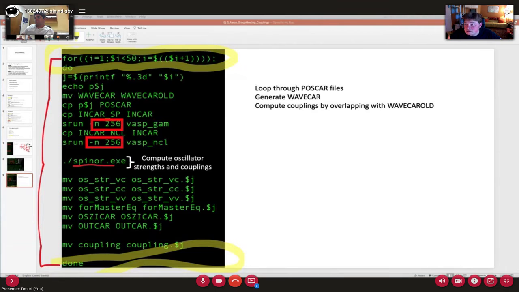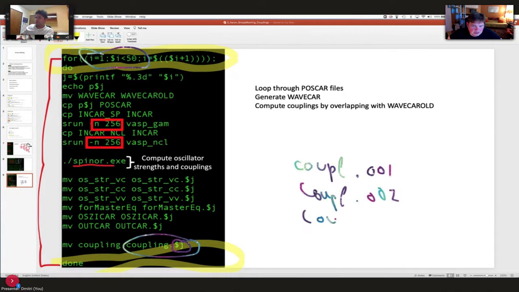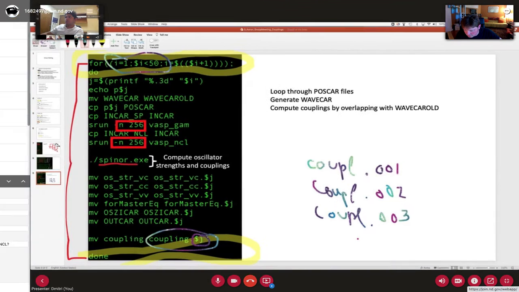And the practically most important thing is these couplings files that this dollar $J will mean. There will be a set of files, coupling, and then running with the numbers that are set up in the beginning of the line, like coupling 0, 0, 1, coupling 0, 0, 2, coupling 0, 0, 3, and so forth. So this set of couplings, each file with such name is a matrix with rows and columns signifying the orbitals and the amount of orbitals in the list.